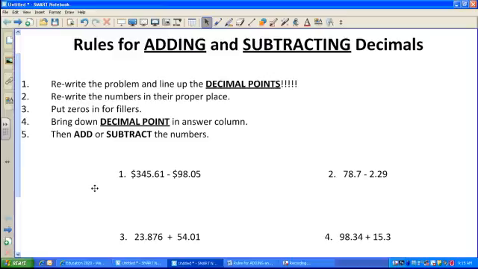Third rule, put zeros in for fillers. This helps visually. If you don't have a number that matches up with it, then add a 0. Fourth, bring down the decimal point in your answer column before you add or subtract. And then the 5th rule is then you just add or subtract the numbers.